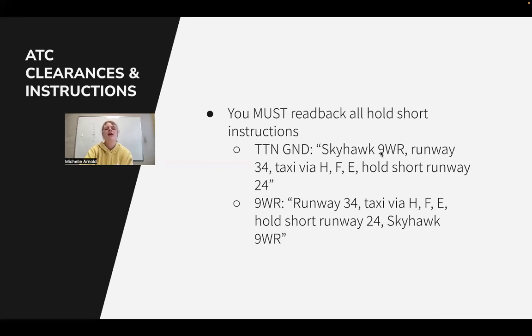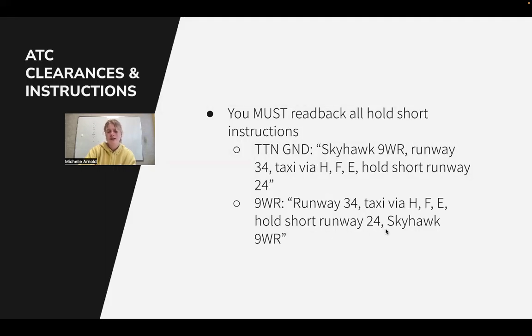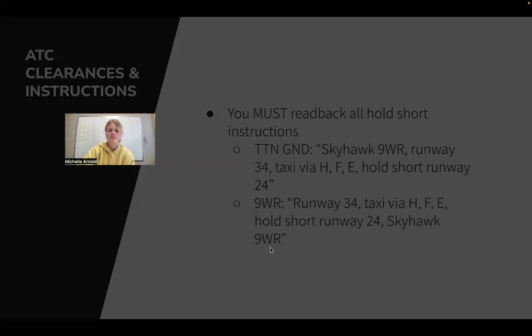In this example, we have Skyhawk 9 Whiskey Romeo, 9er Whiskey Romeo, runway 34, taxi via Hotel Foxtrot Echo, hold short runway 24. And so for this, you would read back pretty much everything. If you're in any confusion, just read back everything they give you. So runway 34, taxi via Hotel Foxtrot Echo, hold short runway 24, and then repeat back your call sign. So in this example, it's Skyhawk 9er Whiskey Romeo.